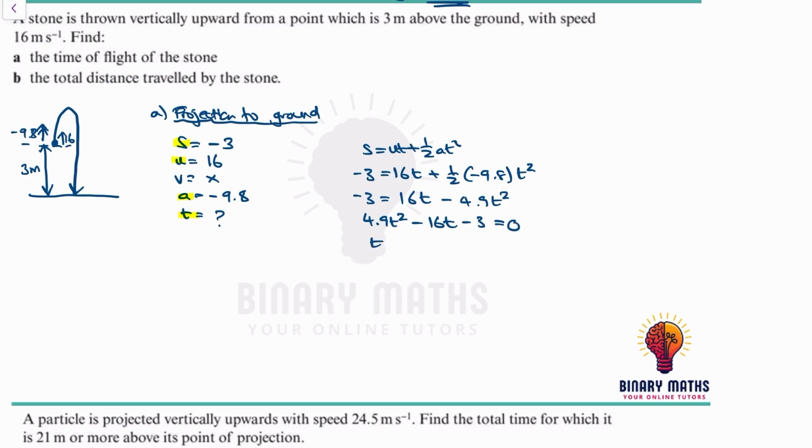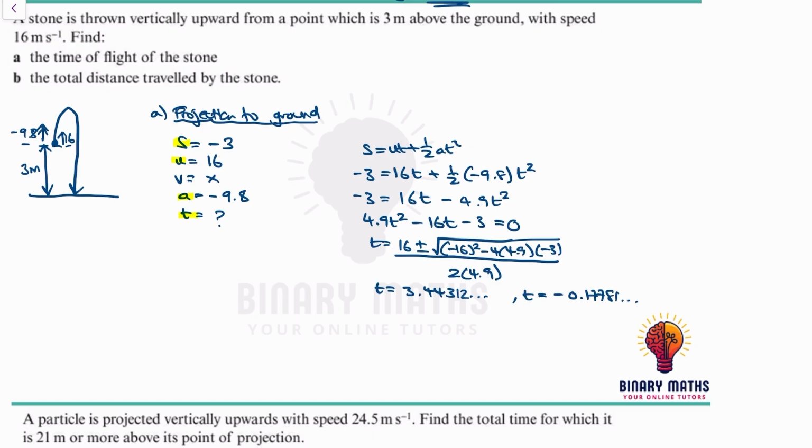which means t is equal to, using the quadratic formula, 16 plus or minus the square root of 16 squared minus 4 times 4.9 times minus 3, all over 2 times 4.9, which gives a value of t is equal to 3.44312, or t is equal to negative 0.17781. As t is greater than 0, t must be equal to 3.44312, which means t is equal to 3.4 seconds.